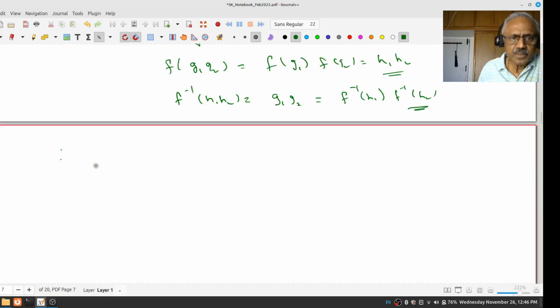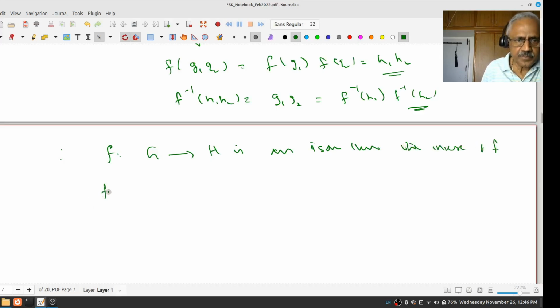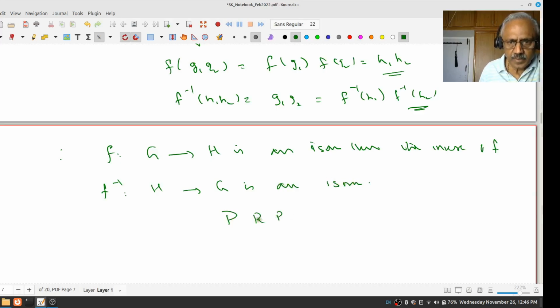Therefore, if F from G to H is an isomorphism, then the inverse of F, namely F inverse from H to G, is also an isomorphism. Okay, pause, review, proceed.